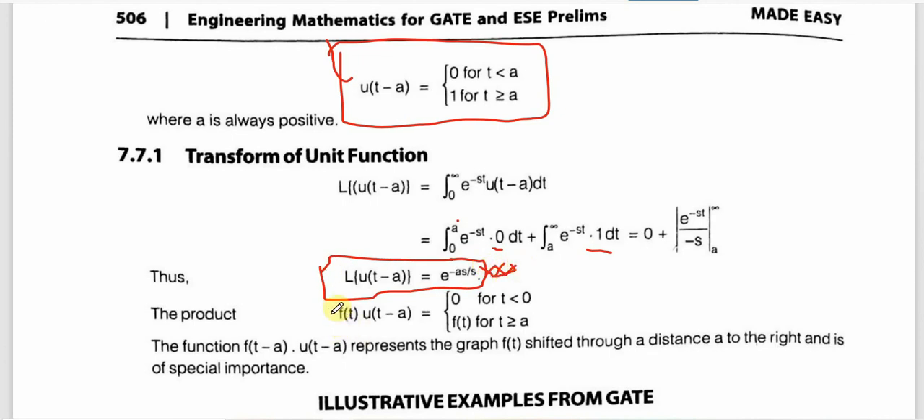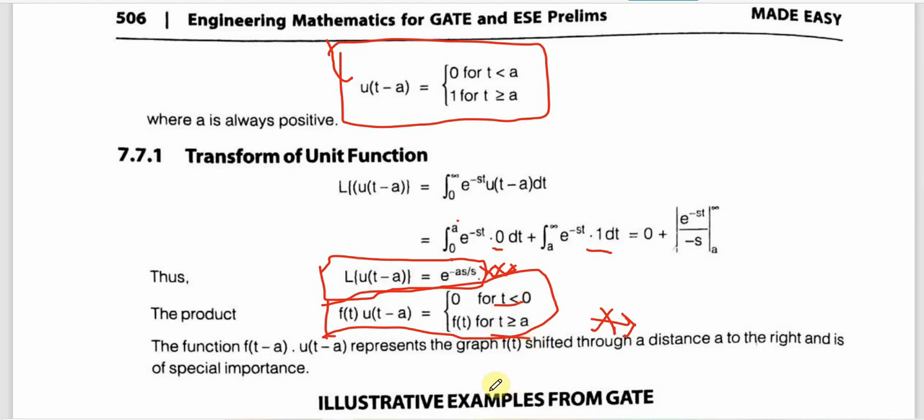This is one general formula; you can think it through by yourself, but if you want, you can remember it. What is the unit step function? u of t minus a is 0 and 1. Likewise, if we multiply by some function f of t, then 0 into f of t is 0, but 1 into f of t is f of t. So f of t into u of t minus a is 0 for t less than a, and f of t for t greater than or equal to a.